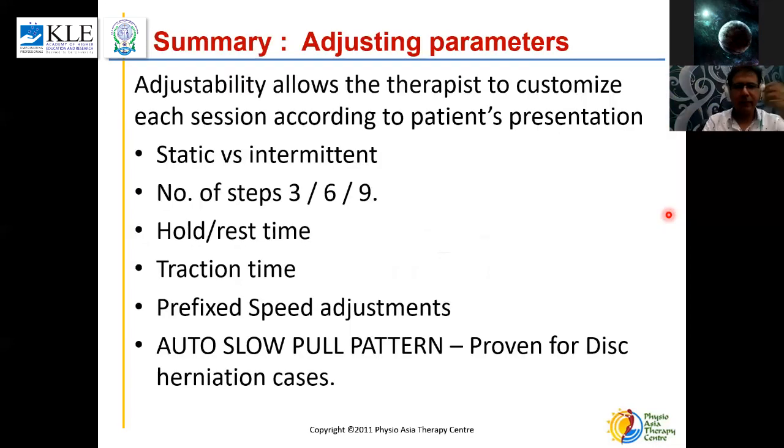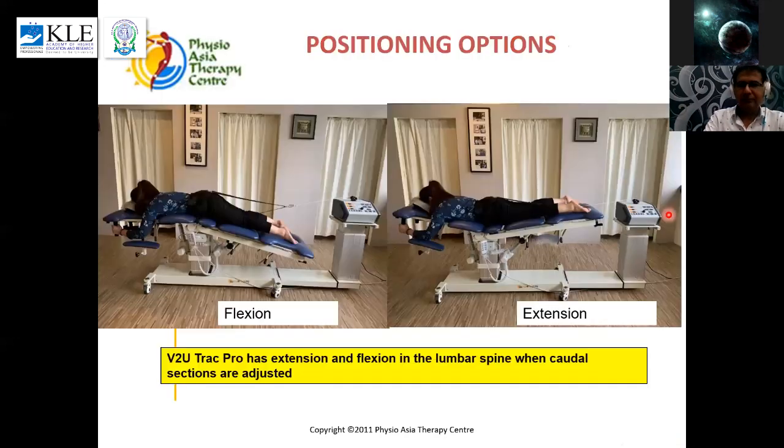So in summary of these factors, we have to have adjustability, select static versus intermittent, choose the number of steps based on acute, subacute, or chronic, set your hold and rest time, use your appropriate speed levels, and use auto slow pull patterns if available.